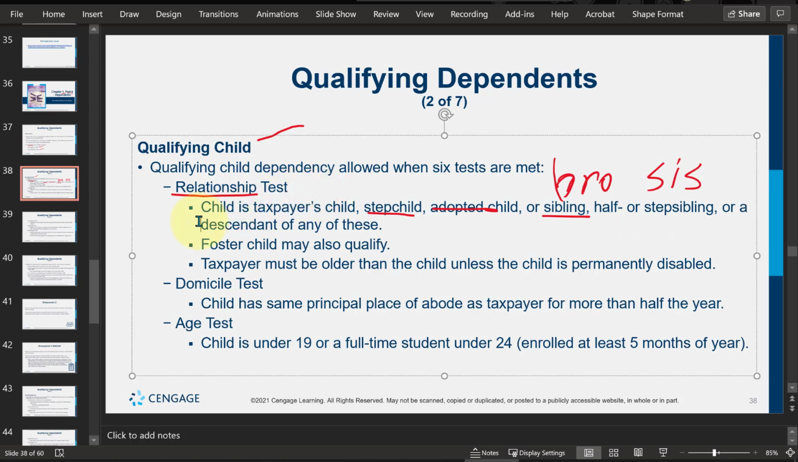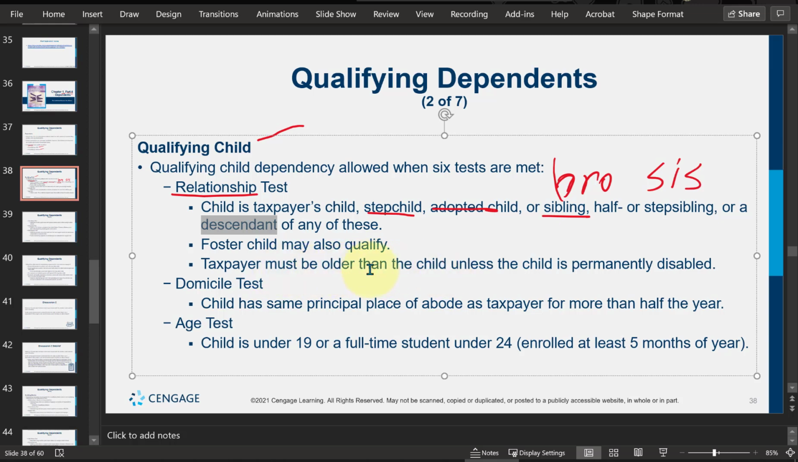Also, here it mentions that descendants of these kids, of your son or daughter, of your brother or sister, would also meet the relationship test. So, what you're looking at are grandkids, grandchildren, and the descendants of brothers and sisters. These are your nephews and nieces who would meet this relationship test for our taxpayer. Foster children also qualify. Here it repeats that the children have to be younger than the taxpayer, yeah?